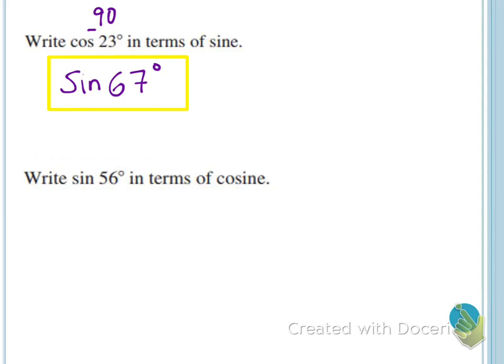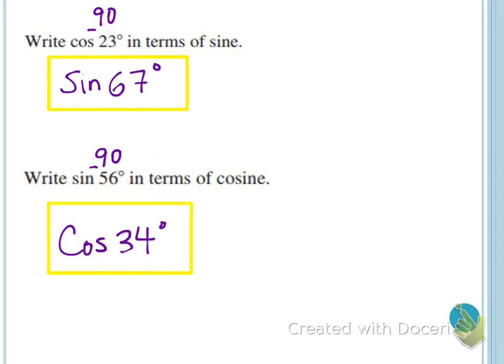And then last, write sine of 56 in terms of cosine. So cosine, and then what is 90 minus 56? 34? Beautiful. I will tell you the most common mistakes that people make when answering this question. Some people don't put sine or cosine.